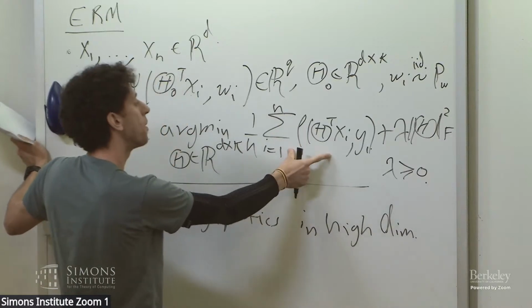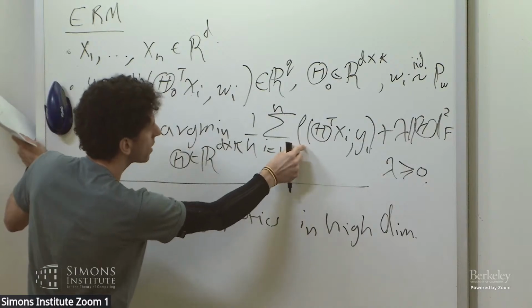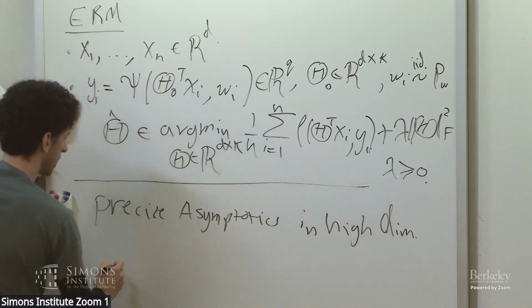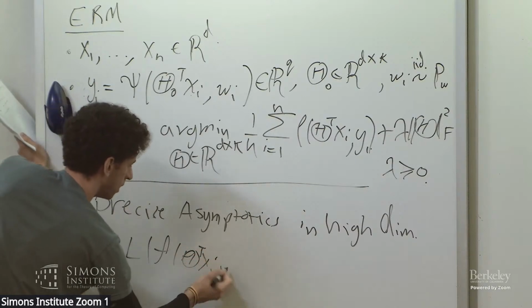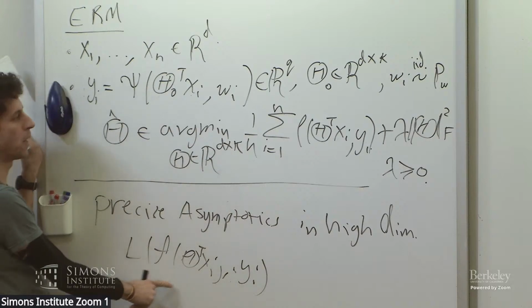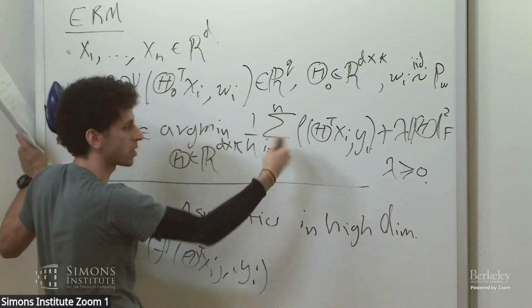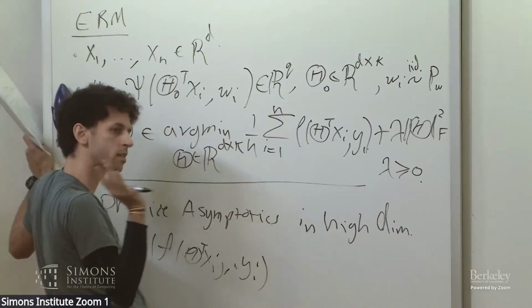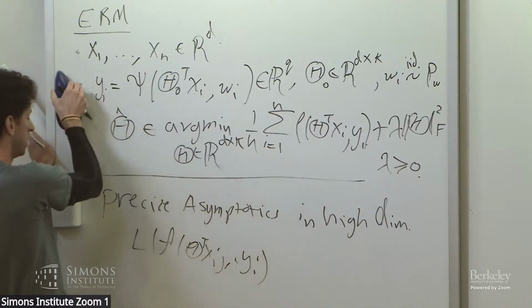Not necessarily, no. You can think of this, I'm using this in a generalized sense. For instance, I can take this to be L of f of theta transpose xi and some yi like this, right? And I'm just lumping this. I'm going to make assumptions about this quantity, and whatever assumptions that implies about something like this. But I haven't made my assumptions yet. I'll tell you what these assumptions are.